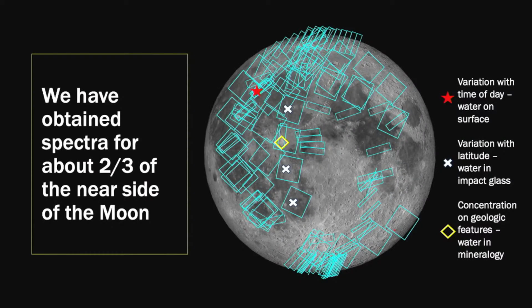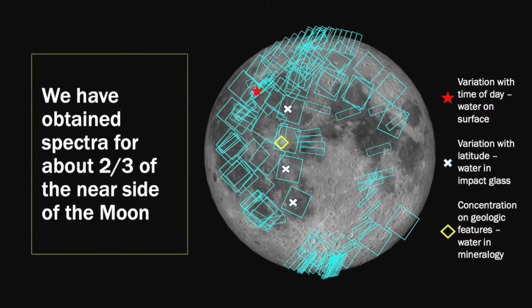And so this is actually all of the observations that we had. SOFIA is very dead. But this is what we got before it ended. Each of these little blue squares is a map, like the one that I showed earlier. So we actually got two-thirds of the near side of the moon, which is kind of awesome. And you can see that we tested all three of these things.